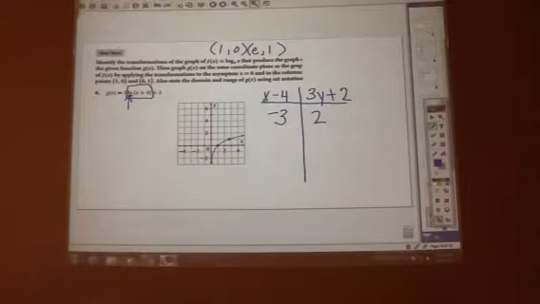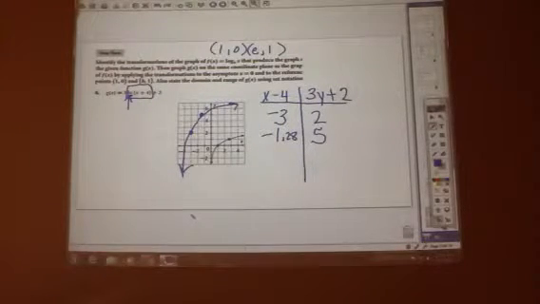e in for x, I would go second division, get my e, minus 4 will give me negative 1.28. And then 1 in for y, 3 times 1 is 3 plus 2 is 5. So there's my new points. I'm going to graph them. Negative 3, 2. Negative 1.28, 5. And my graph would look like this.